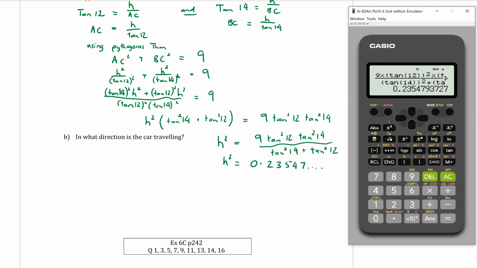Alright, so that is the h squared. We still need to get the h by itself, which means we need to square root that. So just go square root, answer, don't type it in again, equals. So 0.485. I'm going to do 3 decimal places there.